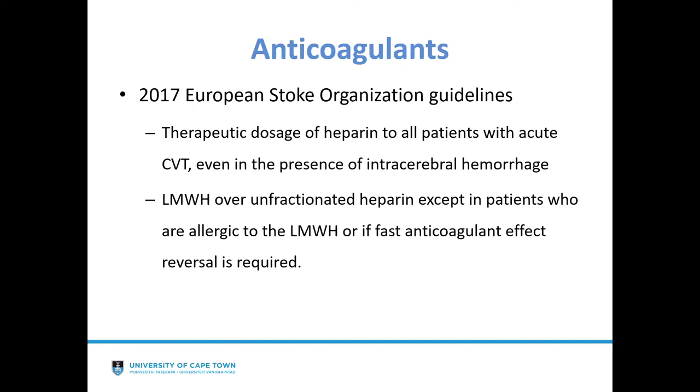However, in the 2017 European Stroke Organization guidelines, they recommended that a therapeutic dose of heparin should be used in all patients with acute cerebral venous thrombosis, even in the presence of intracerebral hemorrhage, and a low molecular weight heparin over unfractionated heparin should be used, except in patients who are allergic to low molecular weight heparin, or if a fast anticoagulant effect reversal is required in case of patients that need staged surgical procedures.